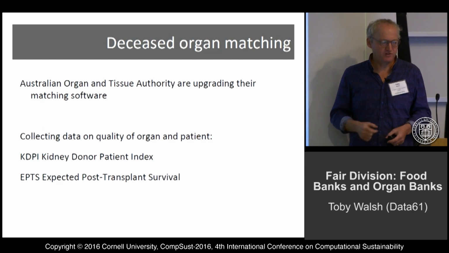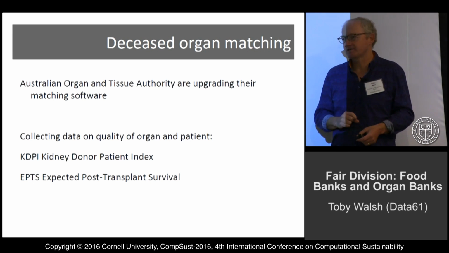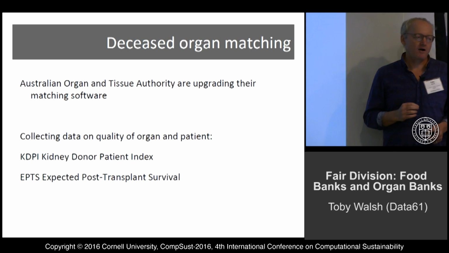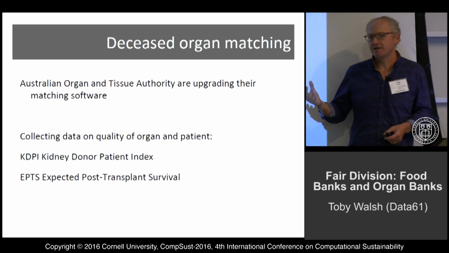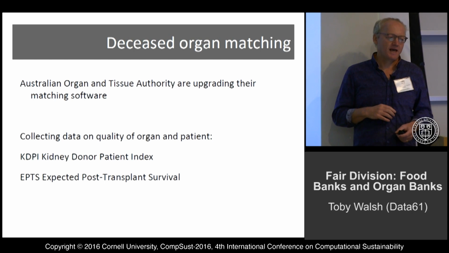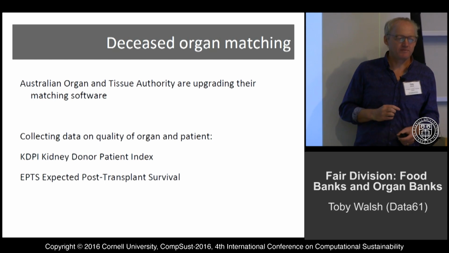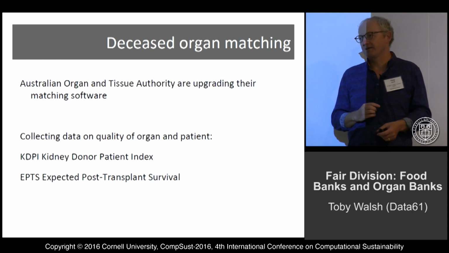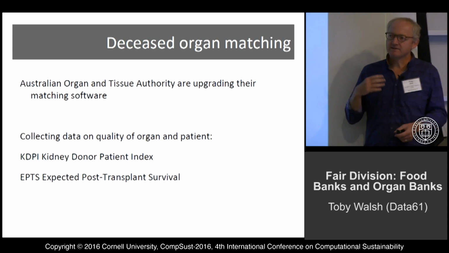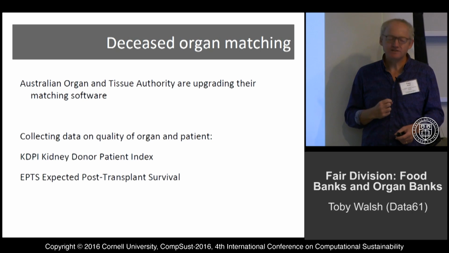So I was lucky enough to be introduced to the Organ and Tissue Authority, the body that does most of the matching of organs to patients in Australia, and now in Australia and New Zealand, because there's an exchange program across the Tasman Sea. And luckily enough for us, they're just at the moment thinking about upgrading their software, and they want to improve the matching. In particular, they want to match the age of the organ.